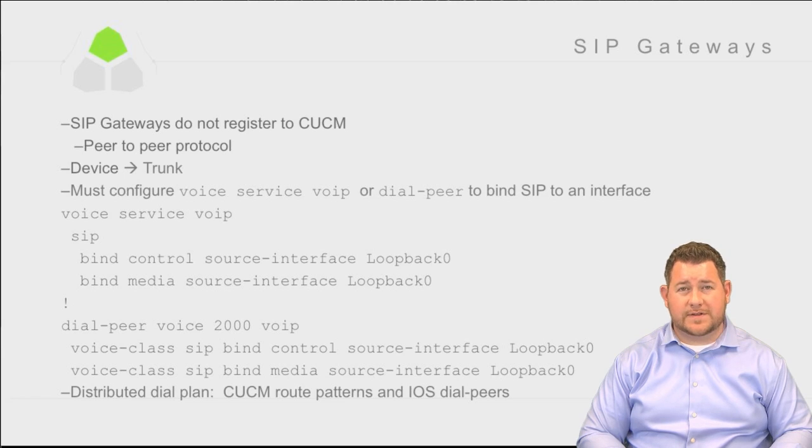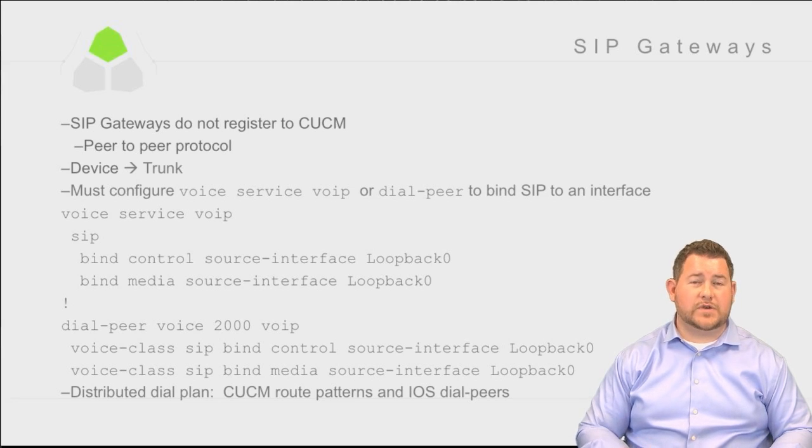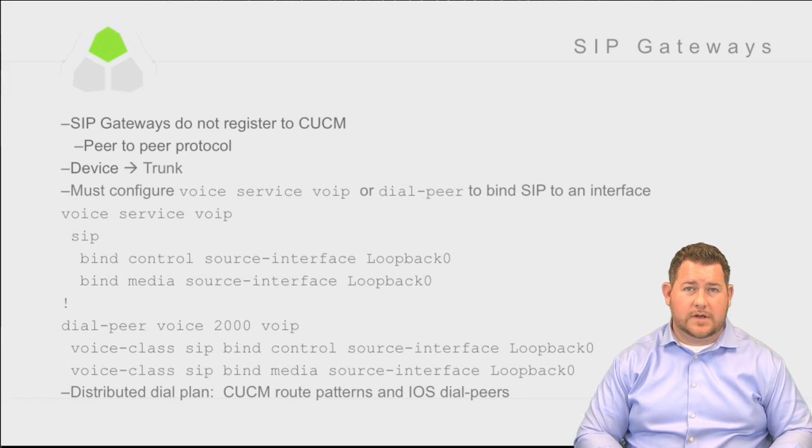So under voice service VoIP, we're going to say SIP, which enters the global SIP configuration there. Then we're going to say bind control or media, or bind all, whichever you want to use, and we're going to say source interface, whatever interface you want to use. This one's a loopback address, so we're going to use source-interface loopback 0. So that is going to be the source address as we connect to other devices in the network and as we receive requests from other devices in the network. So that's going to be the interface that it's running on.